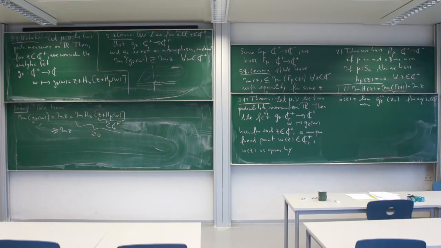I must start in the upper half plane. I have a map which maps the upper half plane into itself, so I get a sequence of points in the upper half plane, but I'm claiming this converges, and this actually converges to my fixed point.